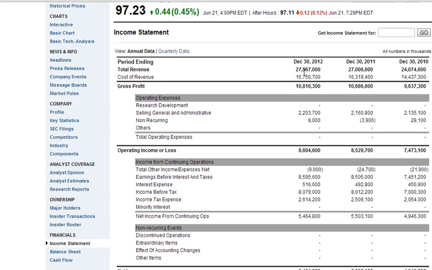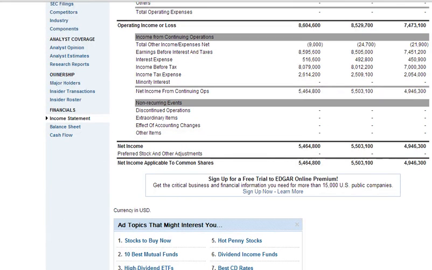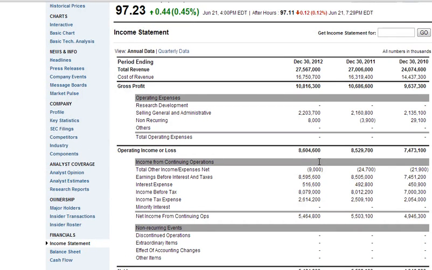Let's look at earnings. Down here, net income is the same as earnings or profits. In 2010, they brought in under $5 billion. In 2011, it was $5.5 billion. And in 2012, they're at about $5.5 billion still. There's a slight drop there, but it probably doesn't matter too much because McDonald's is a pretty stable company. So we can see that this is pretty stable and steady growth in earnings and revenue.